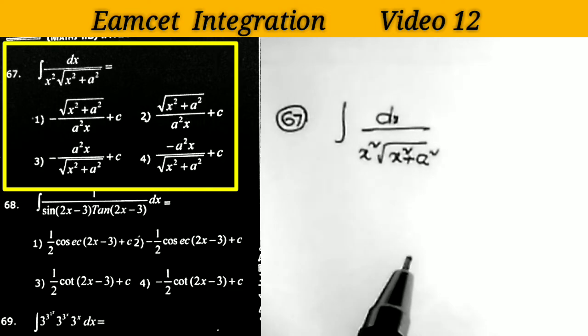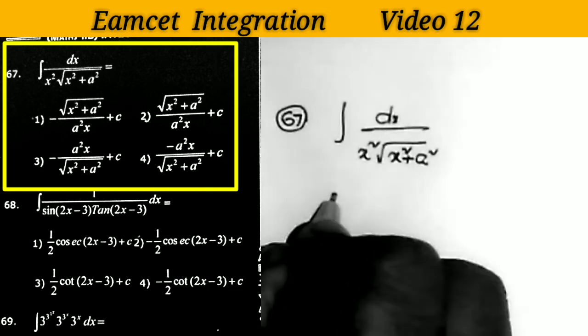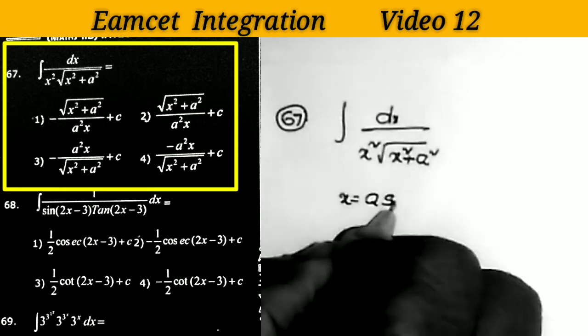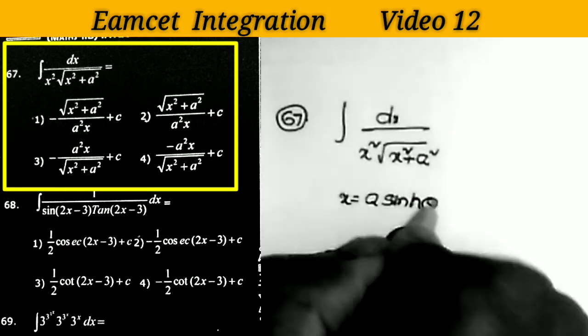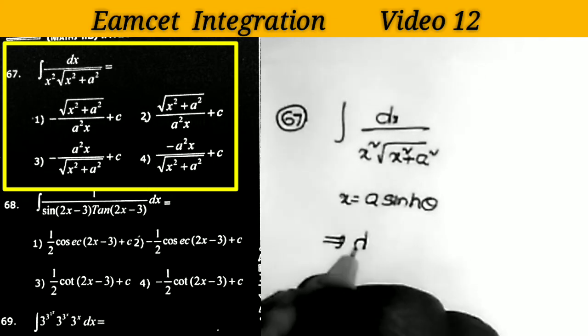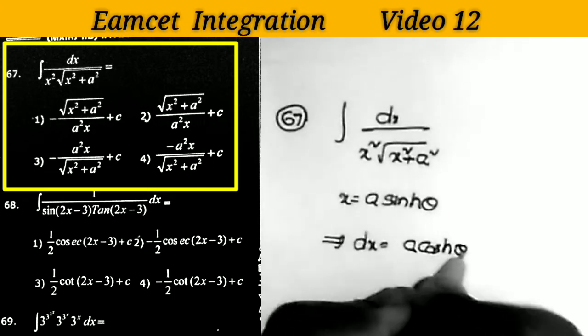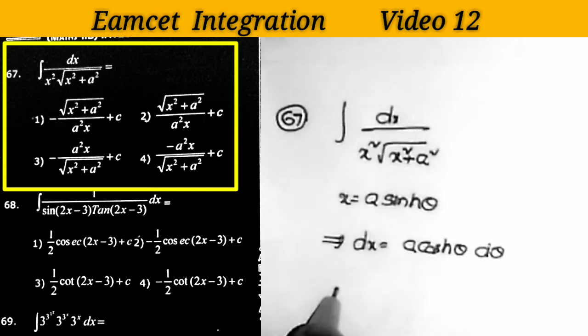Question: integral dx by x square into square root of x square plus a square. We want to find the integration. For that, first I take x equal to a sinh theta. Then what is the dx value? dx is equal to the derivative of sinh theta, cosh theta, so dx equals a cosh theta d theta.